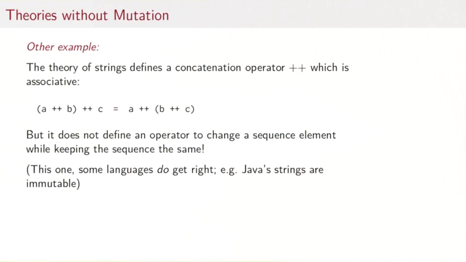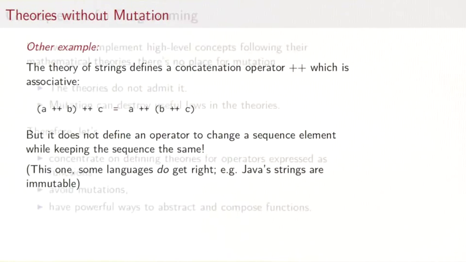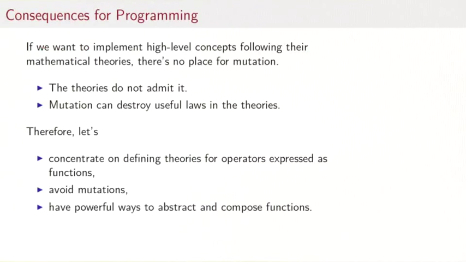This one actually some languages do get right. For instance, in Java, the type of strings is immutable. It also does not give you an operator to change a character in the string while keeping the string the same. So these were observations about theories in mathematics.